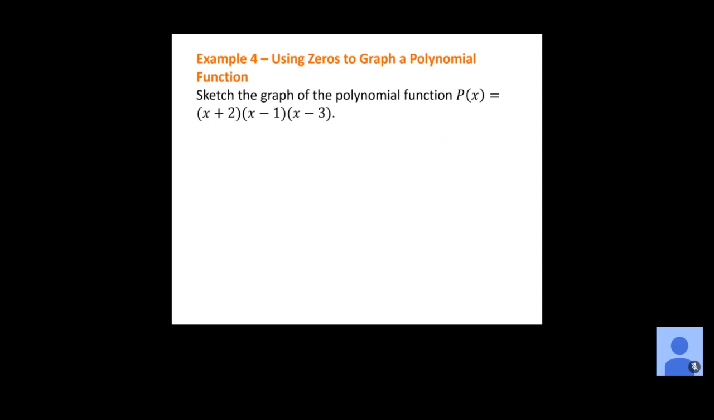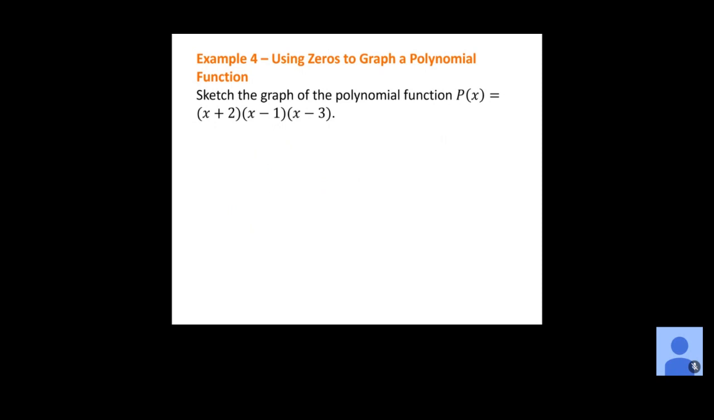All right, example 4 now. So now we want to sketch the graph of the polynomial function x plus 2 times x minus 1 times x minus 3. Now notice, this is in factored form for us, right? So we have a couple of things we need to think about. The first thing I want to think through is my end behavior, right? Because that was the first thing we talked about in this section.